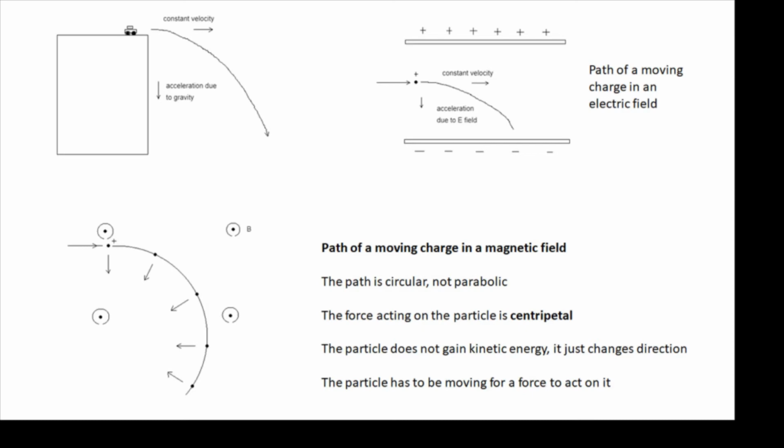Okay? And another big difference is that the charged particle actually has to be moving to experience a force. In an electric field, it doesn't matter whether it's moving or not, there'll be a force. In a magnetic field, the charged particle has to be moving, because then you'll have a current, and the force is acting on the current.